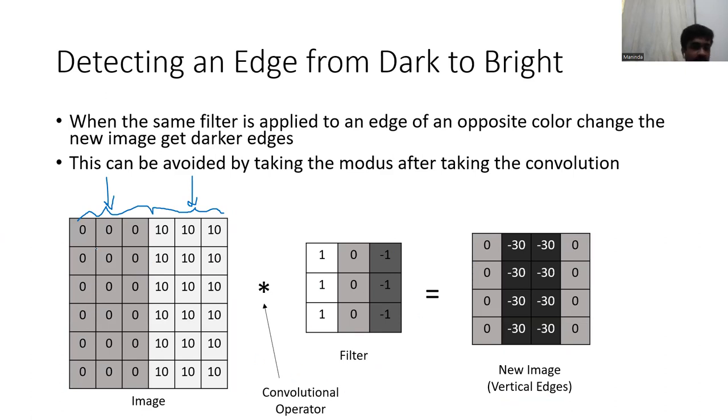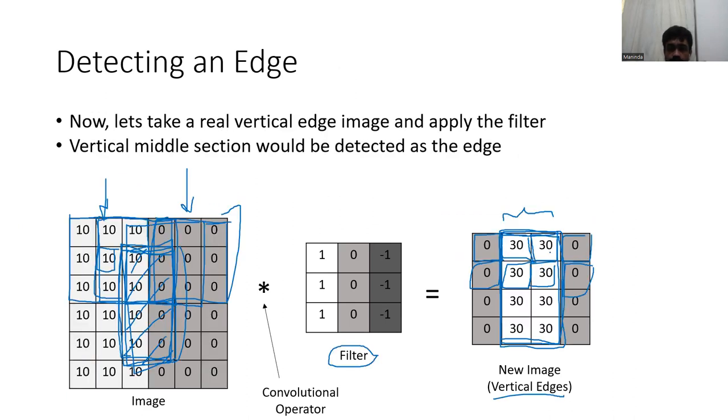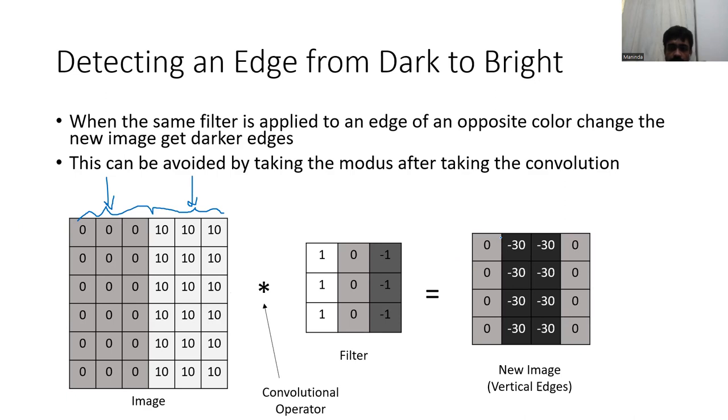Now I'm not going to explain all the window operations every time. If you want, you can do the calculation yourself at home. Instead of having a bright colored vertical edge in the target image, in this case what we have got is a dark colored edge of minus 30.